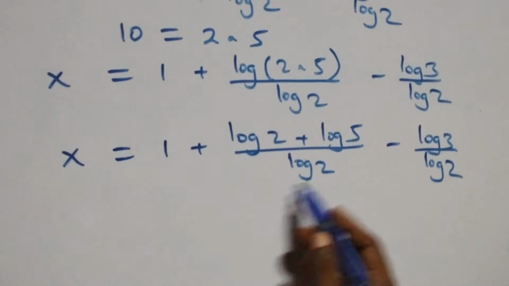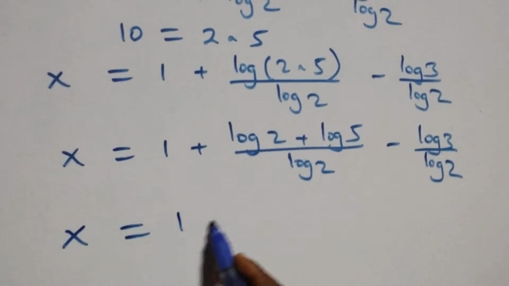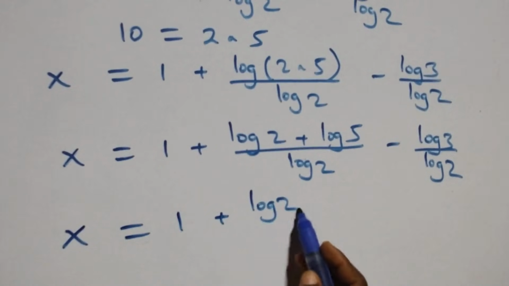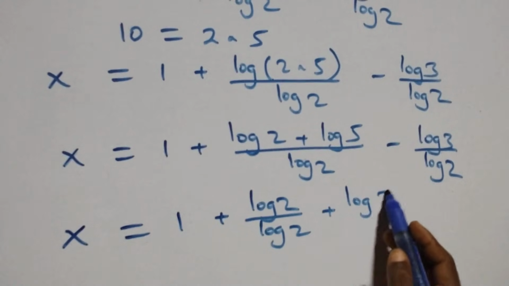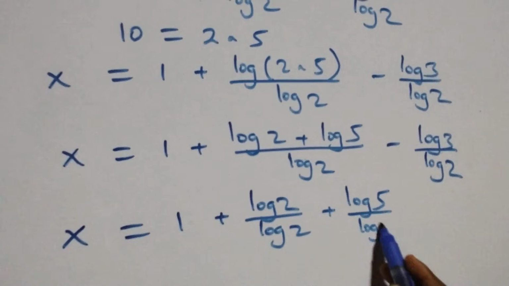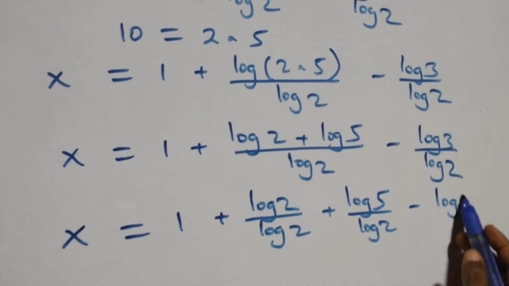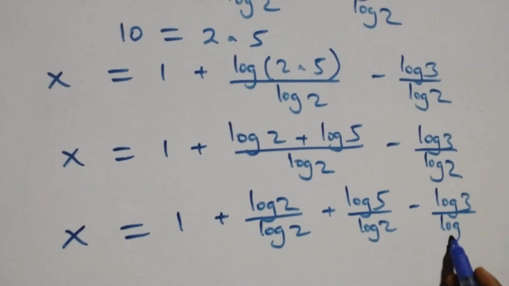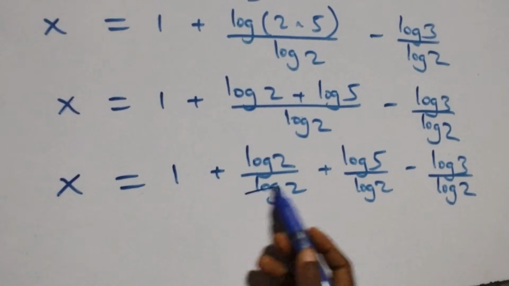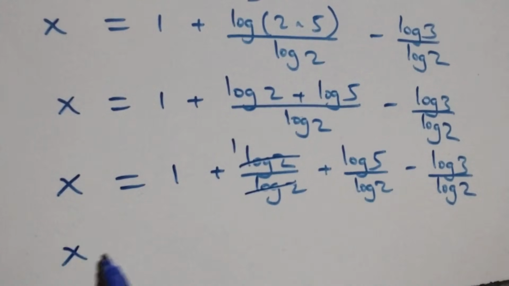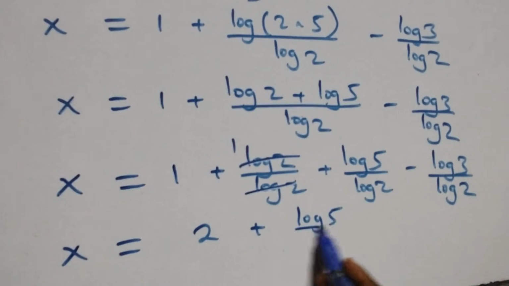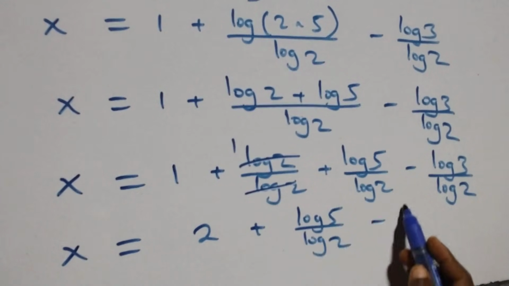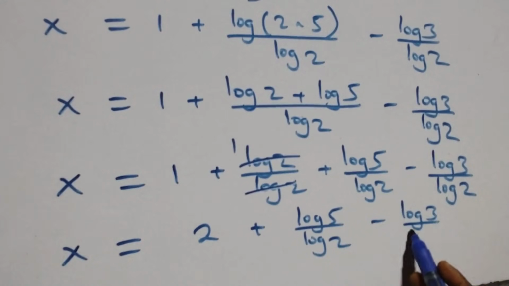Then here we separate this into two fractions. This becomes x equals 1 plus log 2 over log 2 plus log 5 over log 2 minus log 3 over log 2. And also here, log 2 cancels each other. We have 1 left, which implies x equals 1 plus 1, that's 2, plus log 5 over log 2 minus log 3 over log 2.